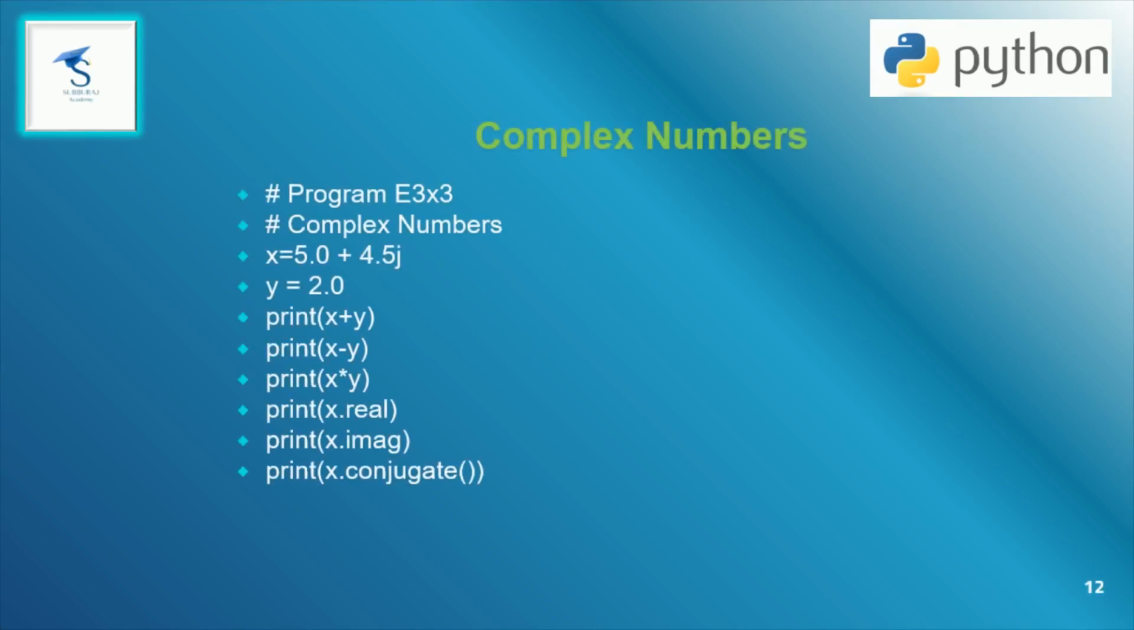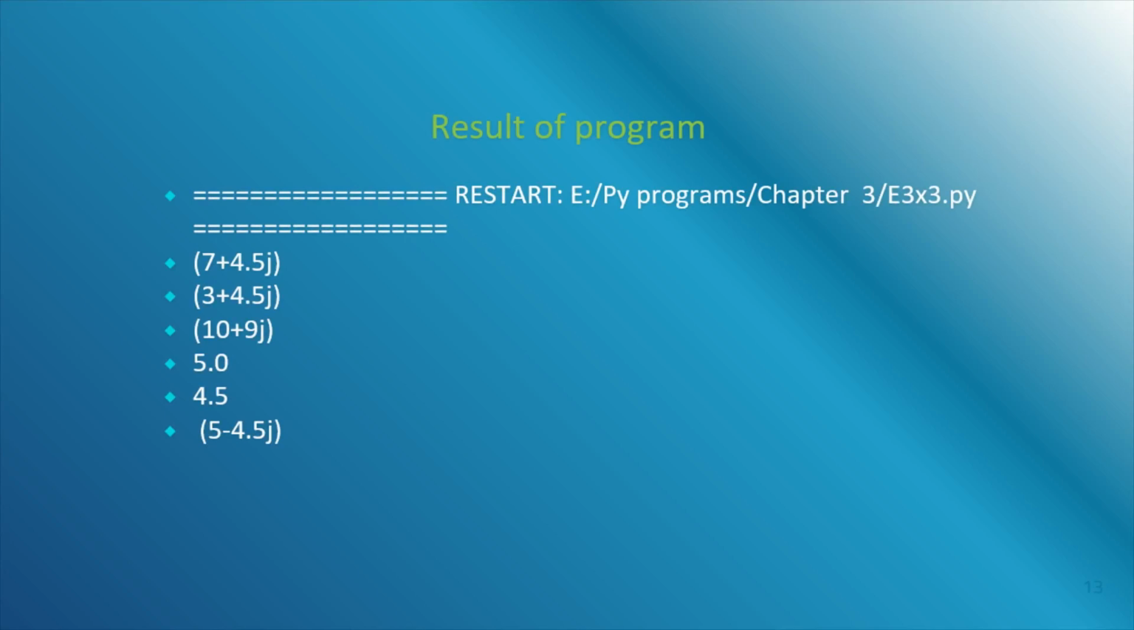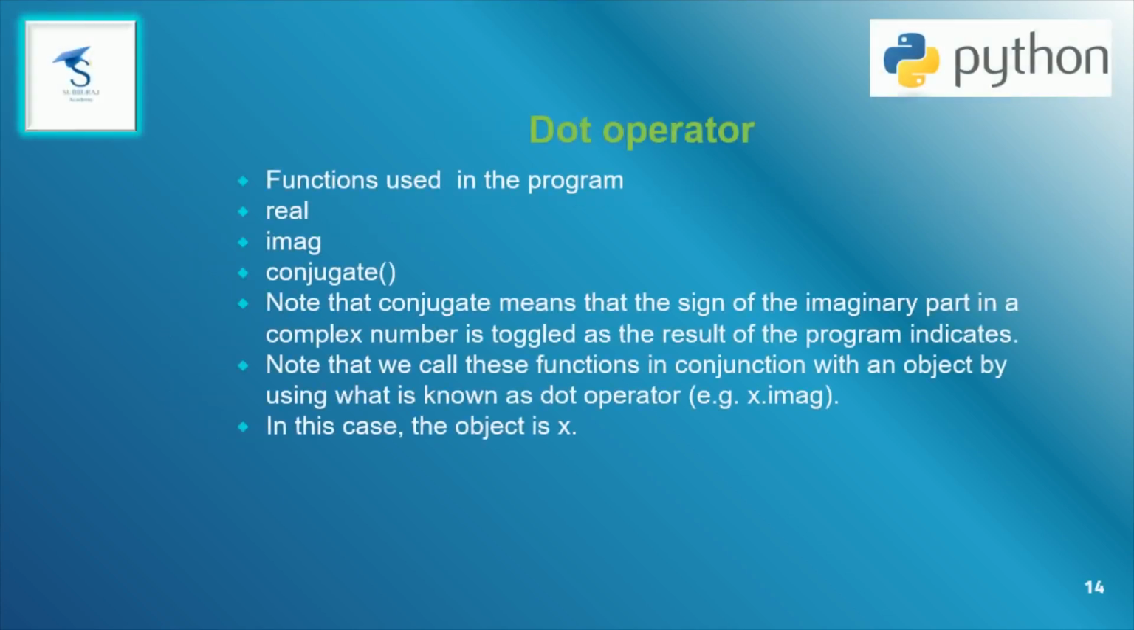This program demonstrates use of the following built-in functions of Python: real, imag, conjugate. Note that conjugate means that the sign of the imaginary part in a complex number is toggled. Try to do the calculation on paper and verify that the results are correct. Note that we call these functions in conjunction with an object by using what is known as the dot operator, for example x.imag. In this case, the object is x.